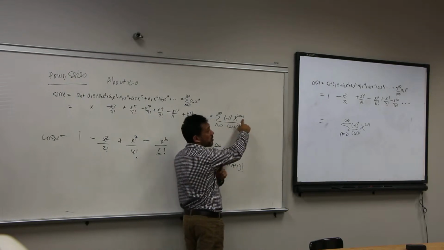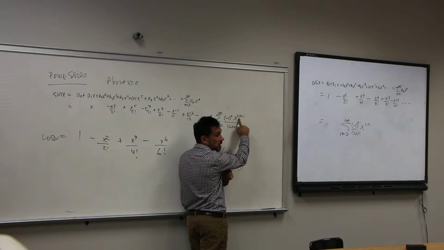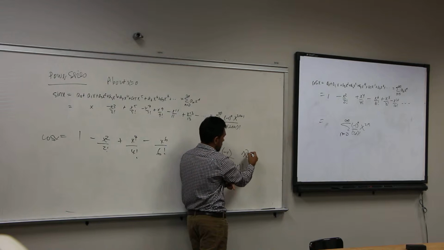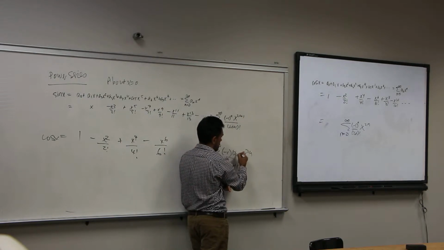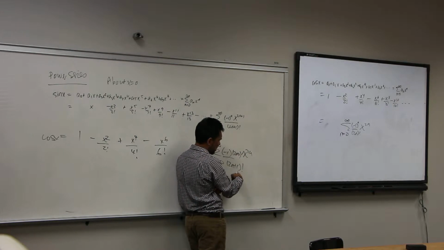What's the derivative of x to the power 2n plus 1? X to the power 2n plus 1 minus 1. We all know calculus 1, right? X to the power 2n plus 1 minus 1 is x to the power 2n, multiplied by 2n plus 1. You all know your calculus 1. And what's 2n plus 1 over 2n plus 1 factorial? 1 over 2n factorial.